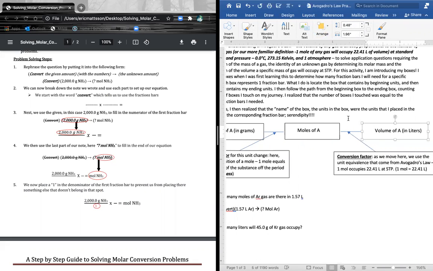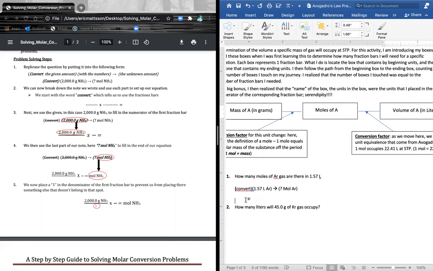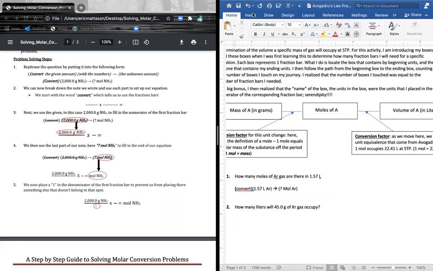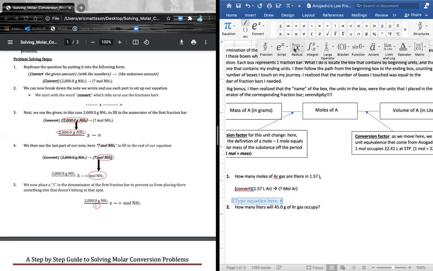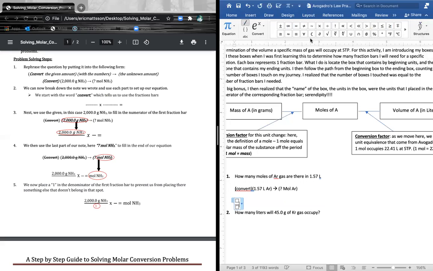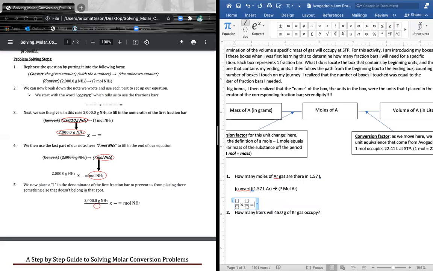So what that means to me is, in order to go from my beginning measurement to my ending measurement, I'm touching two boxes. That means I'm going to need two fraction bars for this equation. So I'm going to come down here and put my fraction bars in. According to my diagram, I needed two fraction bars. So the diagram says I need two, so I'll put two in. Then I'll move on to step 2.